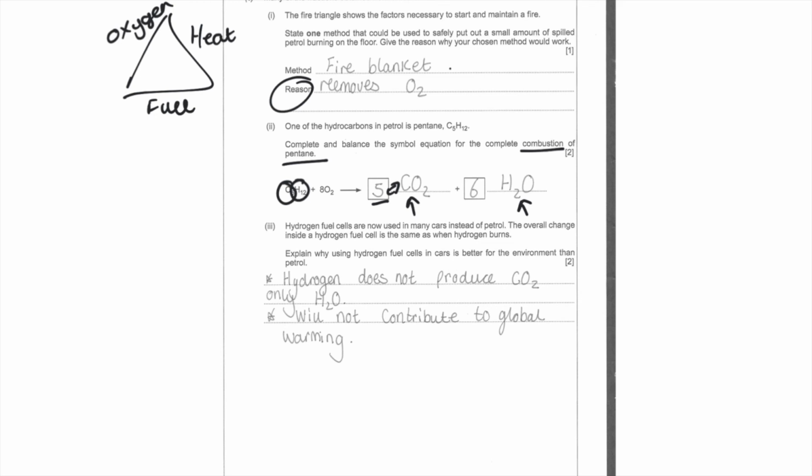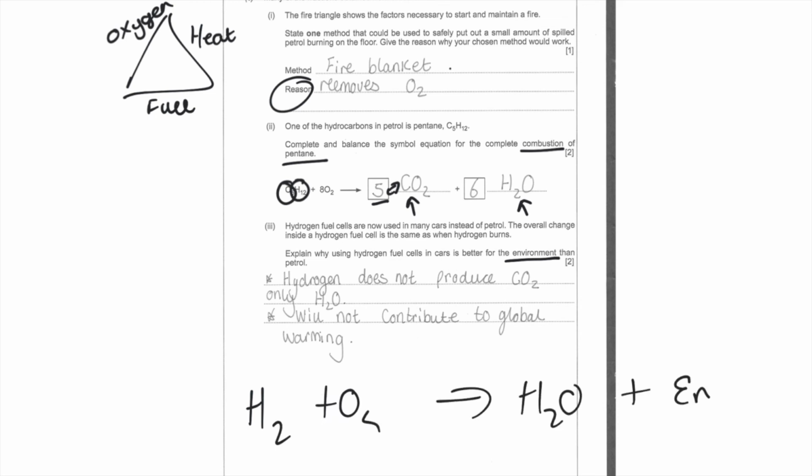Okay, explain why hydrogen fuel cells in cars are better for the environment. Okay, so I know there's a lot going on with hydrogen fuel cells and they're hard to store, hard to transport, but better for the environment. When you combust hydrogen or to make them, the only product is water. Okay, the only product is water because it's H2 plus O2 makes H2O plus energy, okay, and that energy then can be used to power cars. There's no carbon dioxide being produced, okay, so will not contribute to global warming.